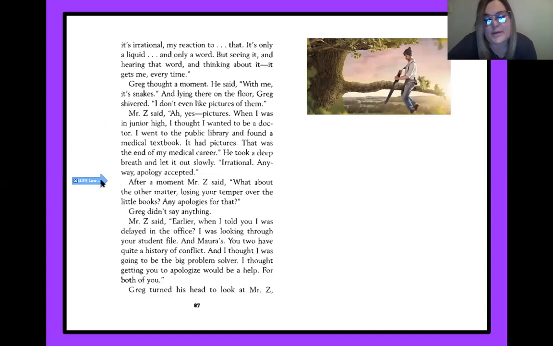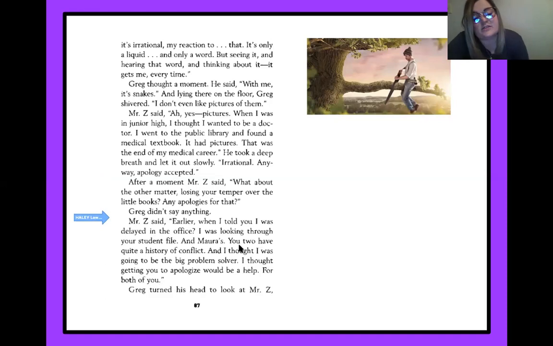After a moment, Mr. Z said, what about the other matter? Losing your temper over the little books? Any apologies for that? Greg didn't say anything. Mr. Z said, earlier, when I told you I was delayed in the office, I was looking through your student file and Mara's. You two have quite a history of conflict, and I thought it was going to be the big problem. I thought I was going to be the big problem solver. I thought getting you to apologize would be a help for both of you.